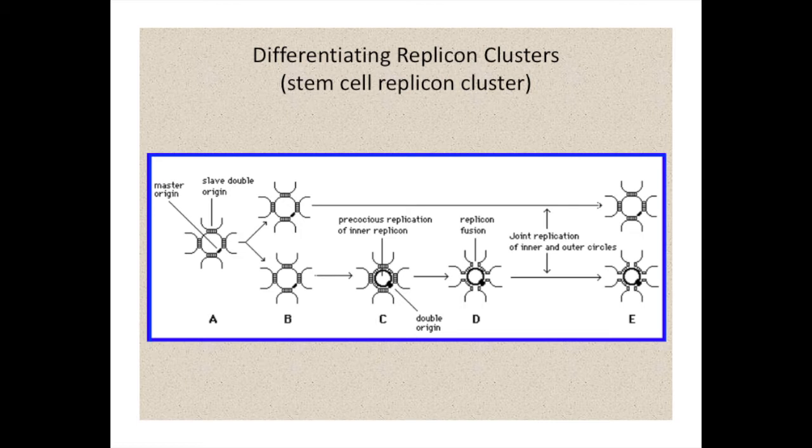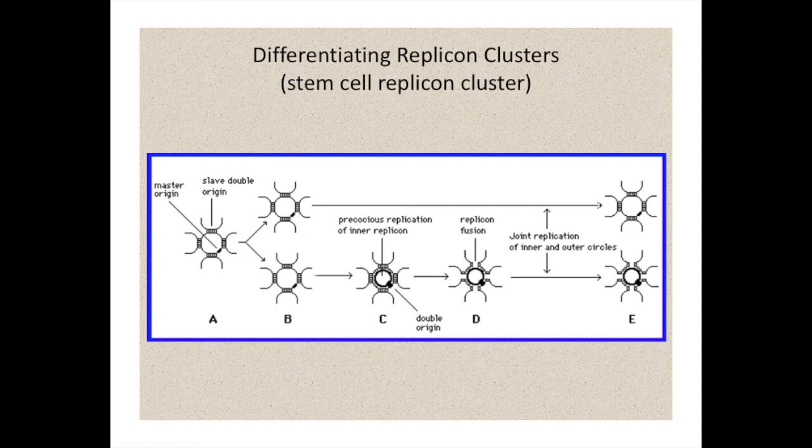It replicates itself as it shows in the upper arrow in B. But then in B, one of those daughter replicons differentiates as it shows in C. And that involves precocious replication of the inner replicon, like we've talked about before, creating a double origin. And we're going to talk about these origins in the next slide a little more.